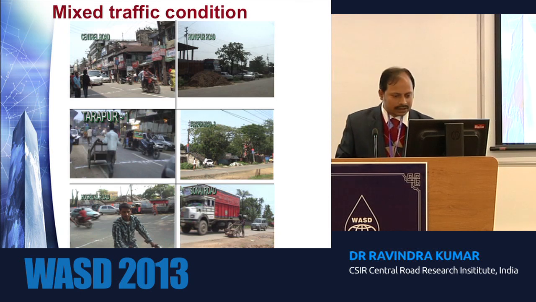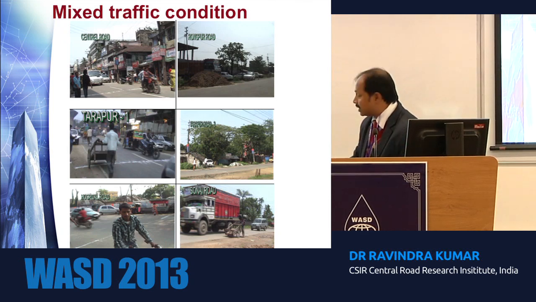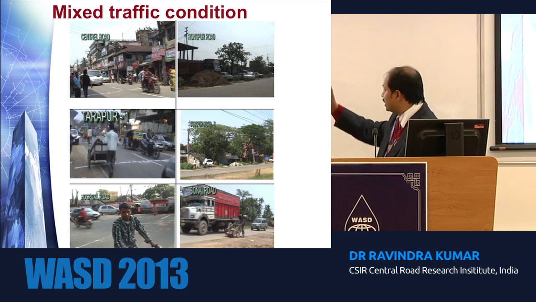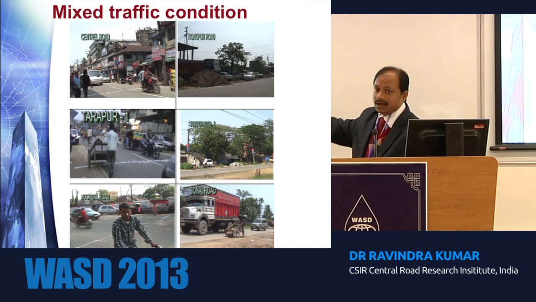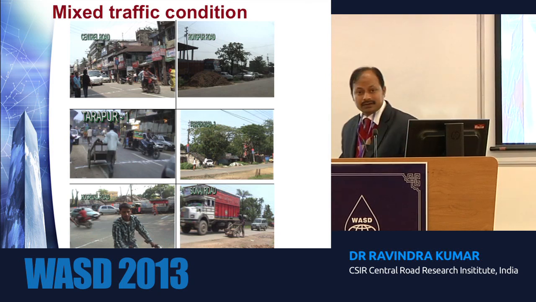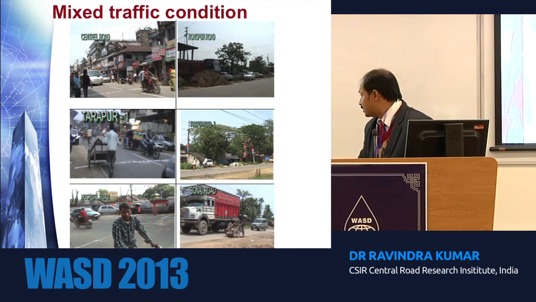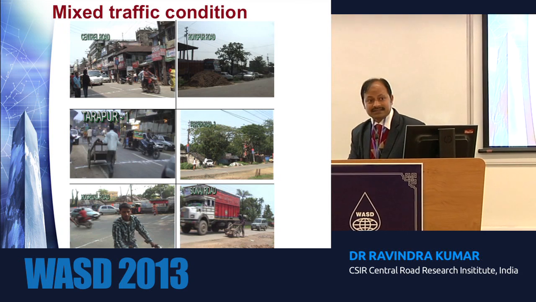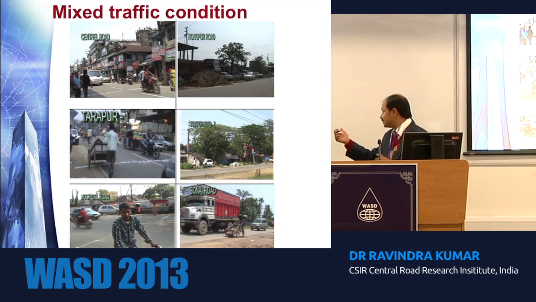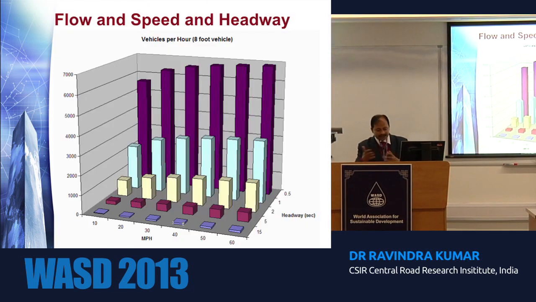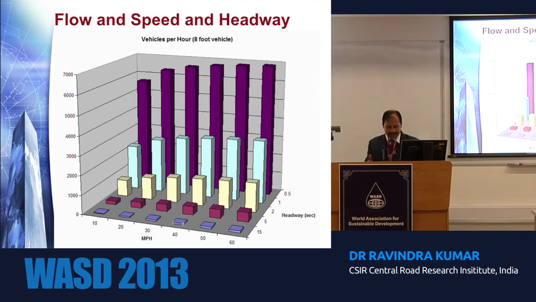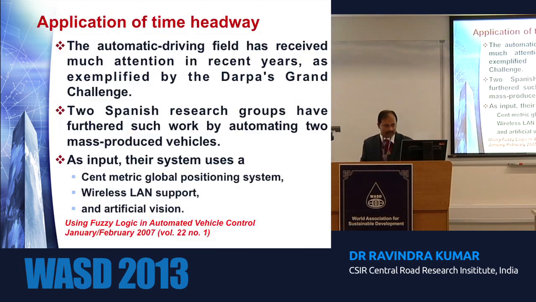These are a few situations I would like to show where there is no lane discipline. You can see many different types of vehicles, like cars and even hand carts, being driven on the same roadways. This is a national highway of India, where we can see such hand-driven carts being drawn. And there is a relationship between headways and traffic flows: as we have shorter headways, we have more flow.